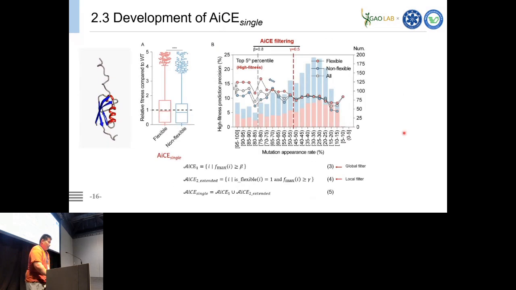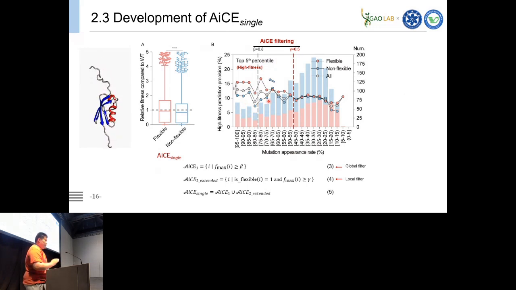Okay, to refine our mutation selection, we also considered structural flexibility. We noticed two key trends. First, high-frequency mutations tend to perform better. Second, flexible regions often tolerate beneficial changes. See the red line. So we built the A single module.